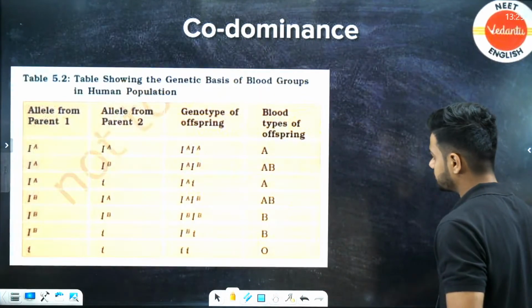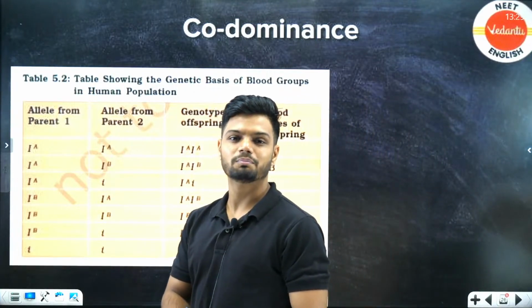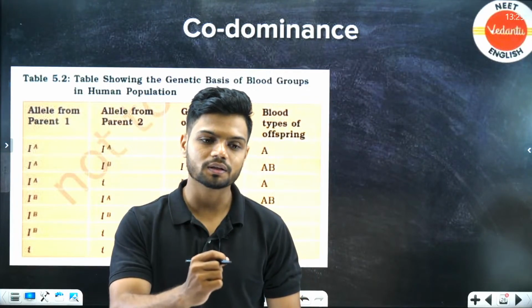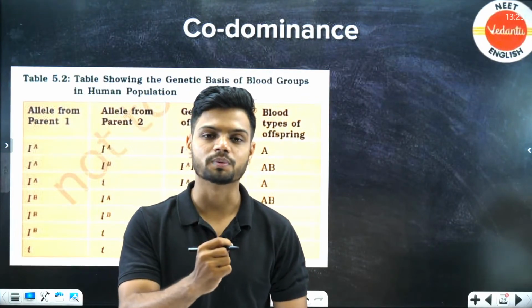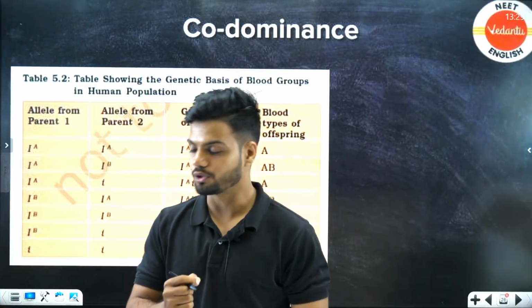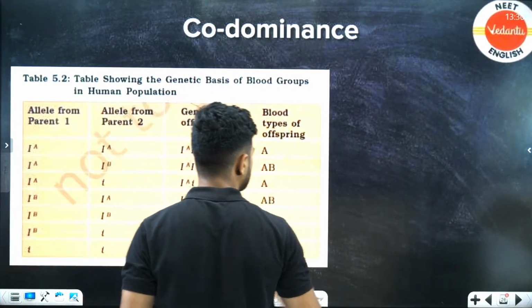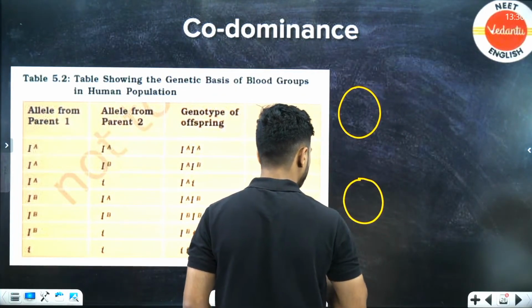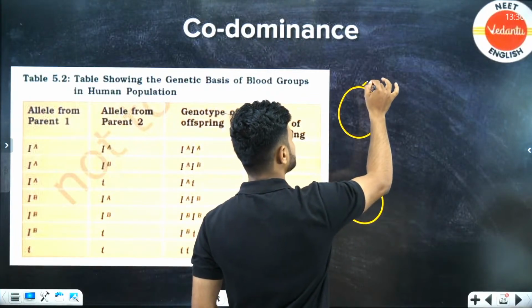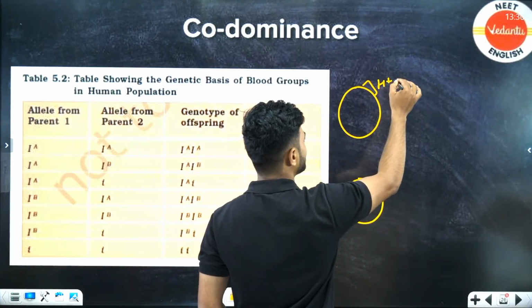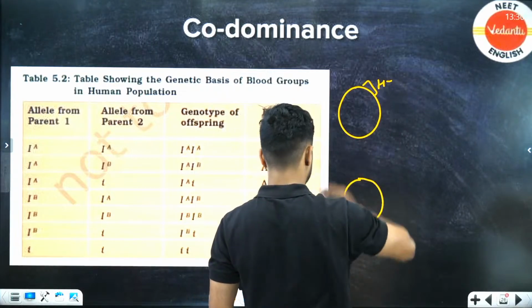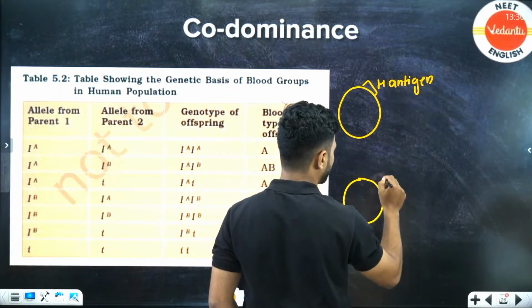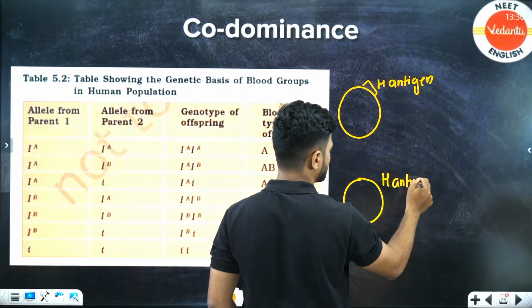Now you need to understand how does the blood grouping actually work? The main reason for the different types of blood group is because of the sugar present here. For example, students, let's take two different cells. These are red blood cells. On these red blood cells, there is something called H antigen. Here also we have H antigen.